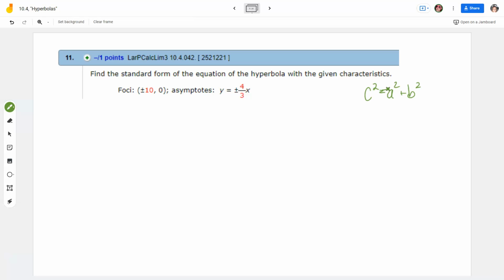What is my C, everybody, if the foci is plus or minus 10? 10. Good. So C is equal to 10. Where's my center if this is perfectly distributed and symmetric about the origin? Exactly. So I know my center is going to be at the origin. It's the midpoint of this guy. My C is equal to 10, because I can see that over here. My asymptotes, that's interesting. Okay, so hold on.